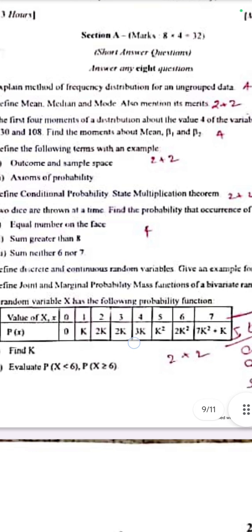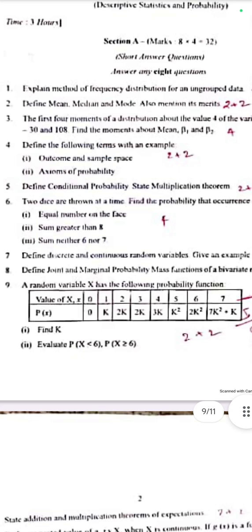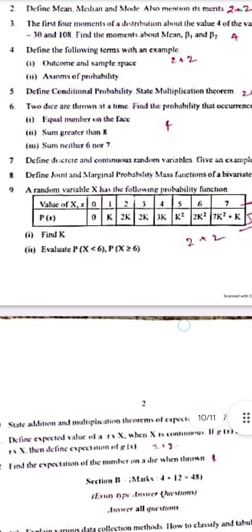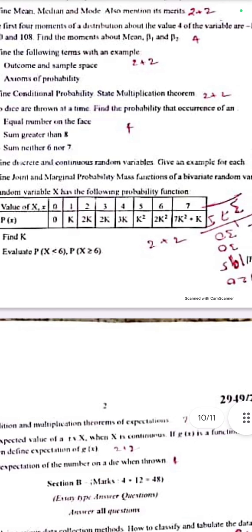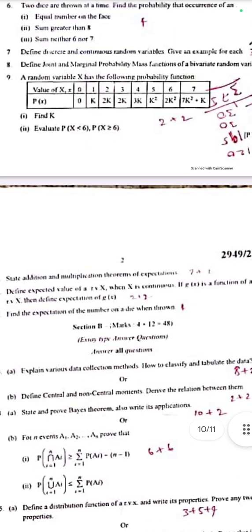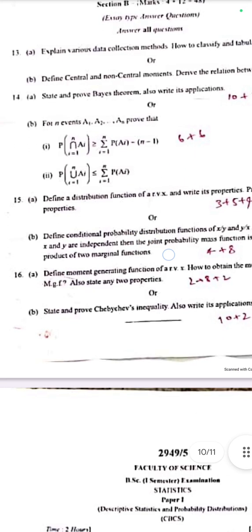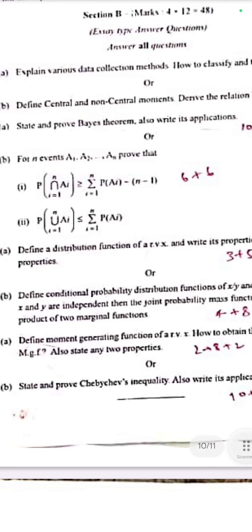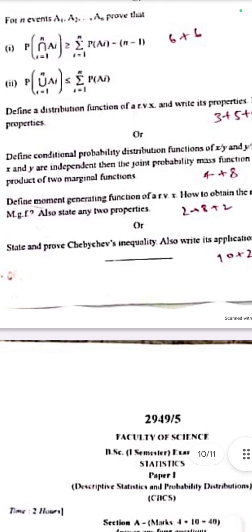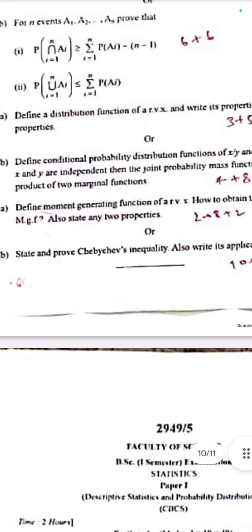Okay, define conditional probability, state the multiplication theorem, a two dice problem is given. Okay, so next, find the value of k, evaluate the p of x values, x and p of x values given. They ask you to find the mean, variance and also probabilities. This is Boole's inequality, again they asked, and Chebyshev inequality, Cauchy-Schwarz inequality in unit number 4. So very important, MGF, moment generating functions.